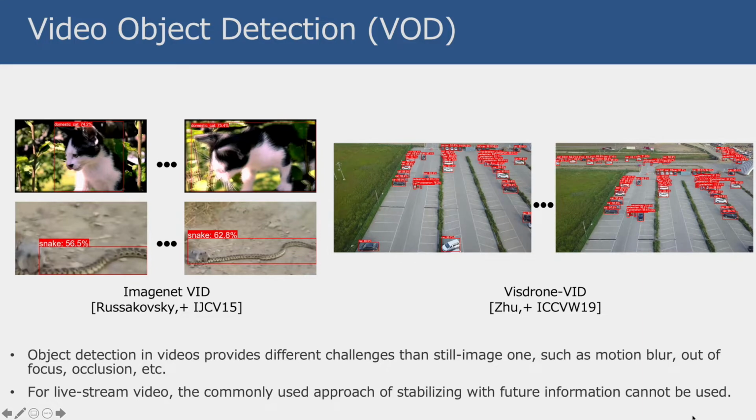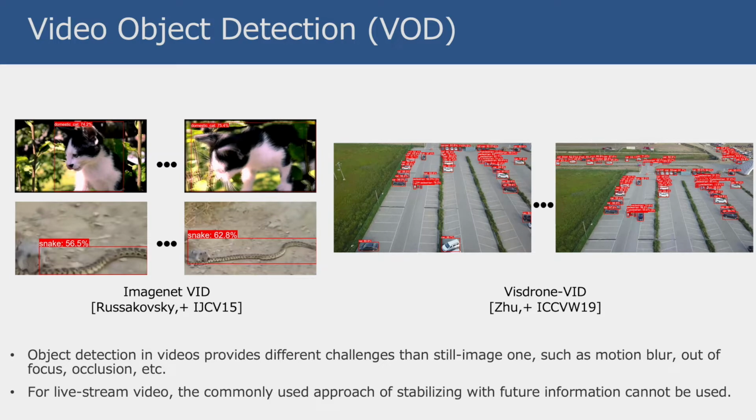Video object detection is the task of identifying the object positions and labels in videos. It has received increasing attention as it has immense potential in real-world applications such as robotics, surveillance cameras, and smartphones. However, compared to still images, it is more challenging due to motion blur, occlusion, autofocus, and so on.